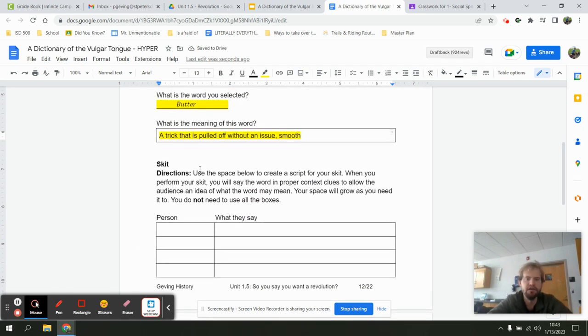In the skit section, use the space below to create a script for your skit. When you perform it, you'll say the word in context clues to give the audience an idea of what you mean. We're not going to say the word. We want the audience to guess.